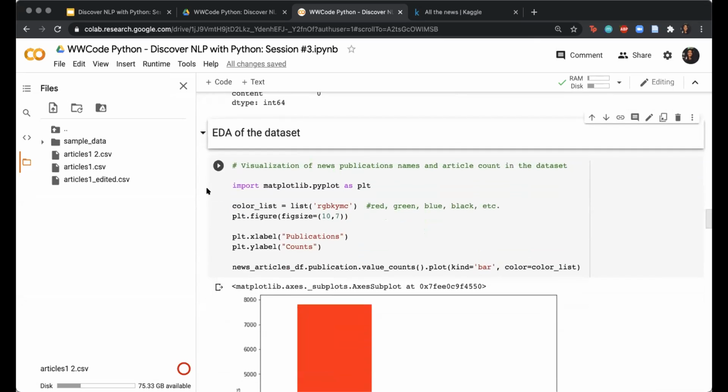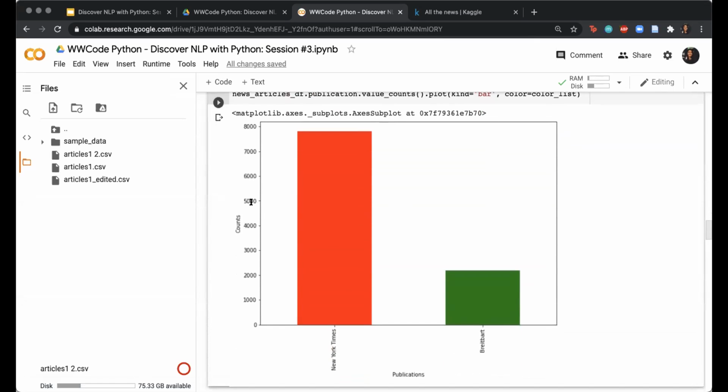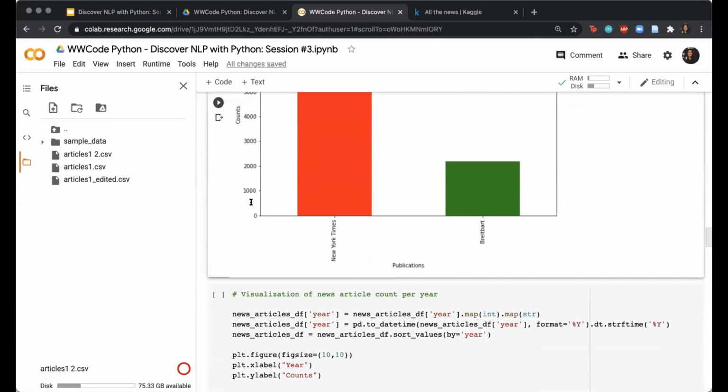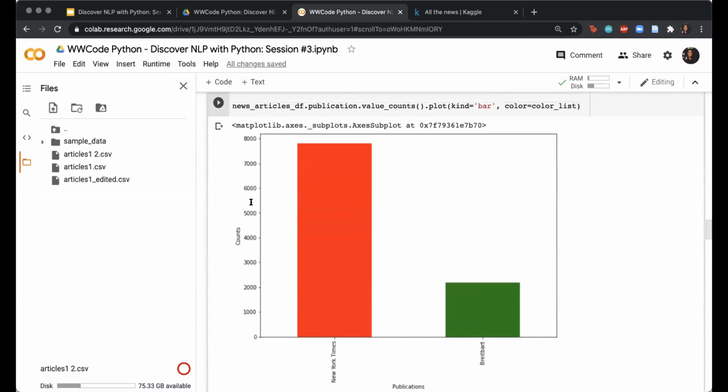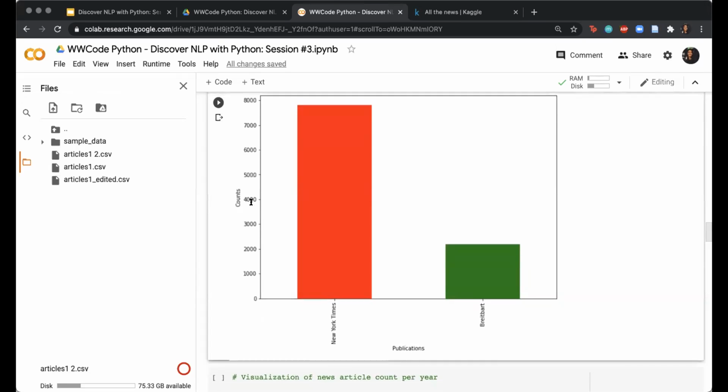Talking about the EDA now, let's see how it looks. There are two publications, New York Times and Breitbart, and we can see that the New York Times is much larger than the other one. So there is an imbalanced data set here, but we are still going to process this.